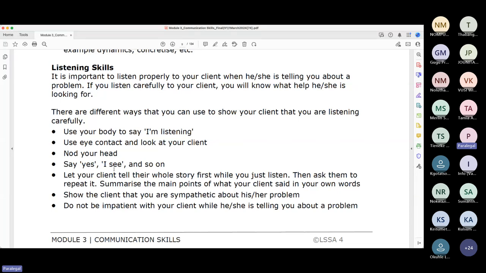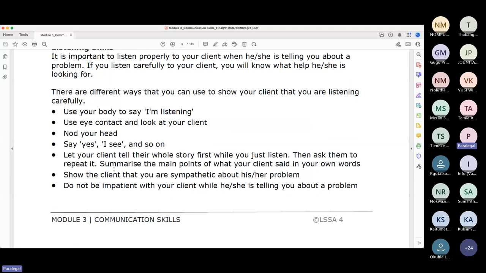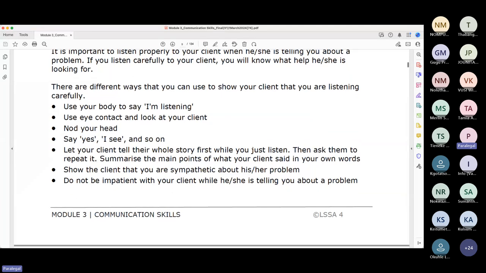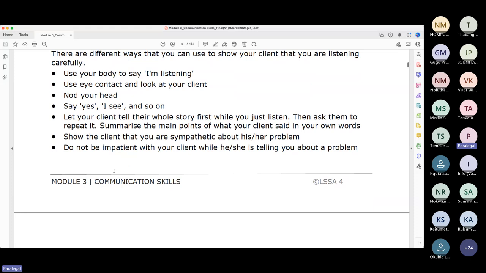In your book, they say, use eye contact. But do you know that in some cultures, eye contact is considered disrespectful? Especially when you are young and you're looking at an elder and you look at them in the eyes, they think it's disrespectful. So learn the cultures. It's very important. Nod your head, not violently, but kindly. Say yes.